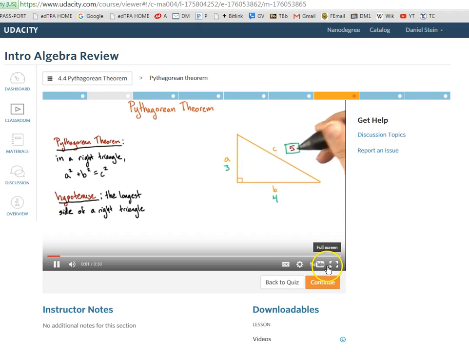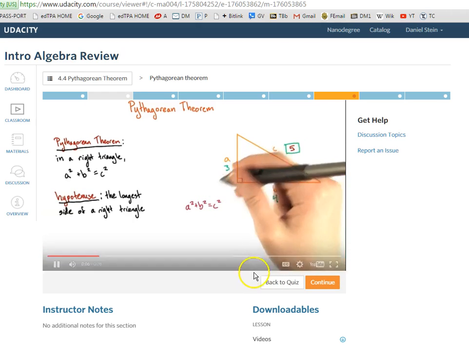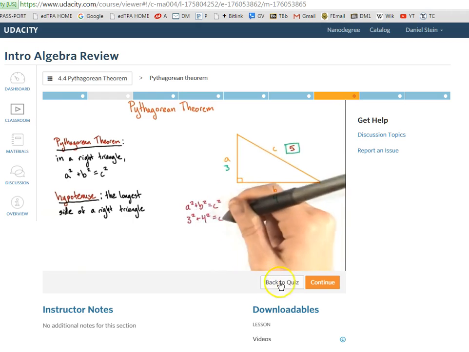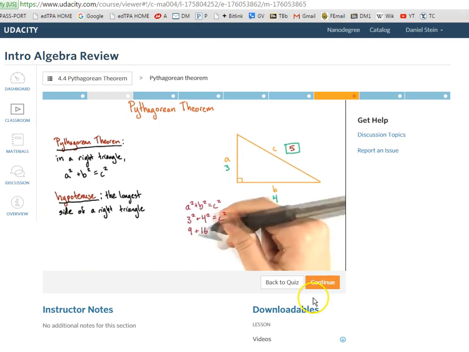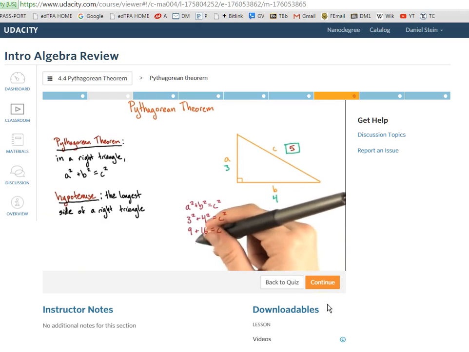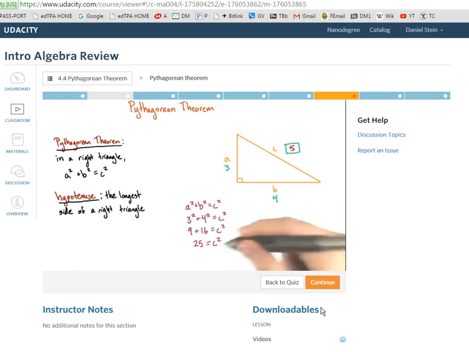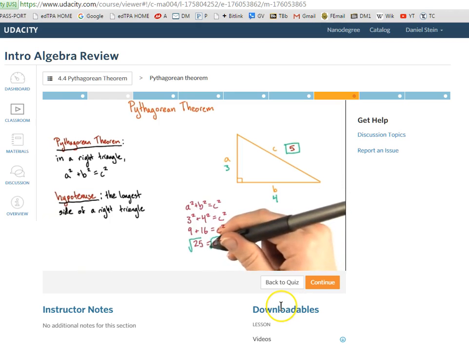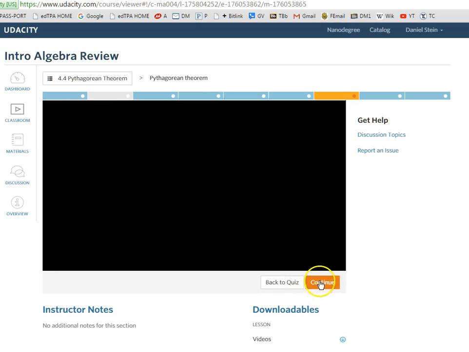C is equal to 5. We know that a squared plus b squared equals c squared, and we know that a is 3 and b is 4, and now we just have to solve for c. 3 squared is 9, 4 squared is 16, and 9 and 16 together is equal to c squared. 9 plus 16 is 25, which again is equal to c squared. If we want to find just c, not c squared, we have to find the square root of both sides of the equation. The square root of c squared is c, and the square root of 25 equals 5. So, c equals 5. Let's continue.